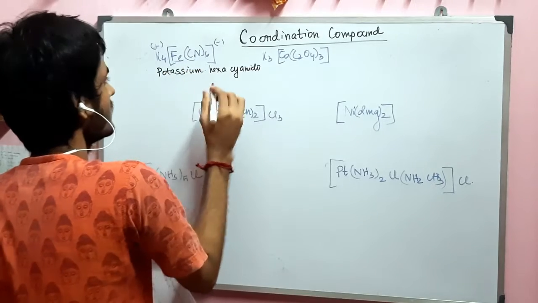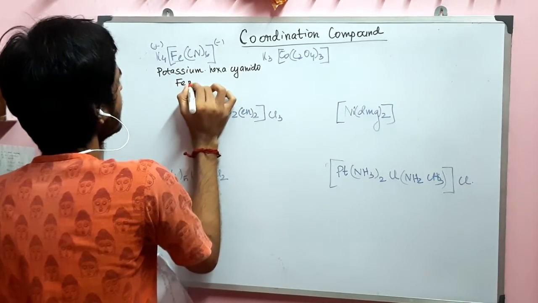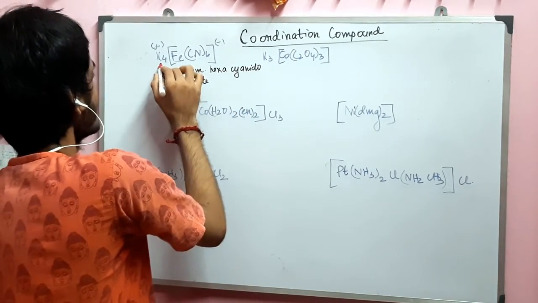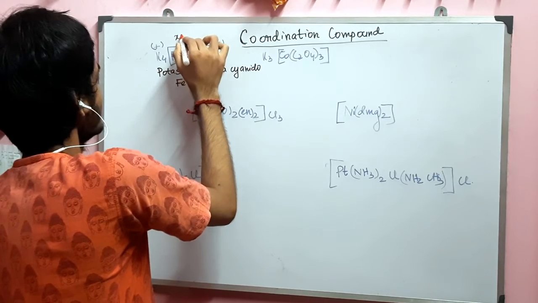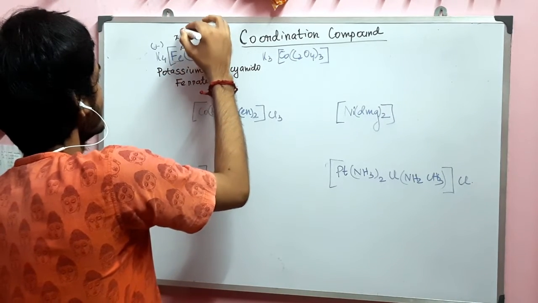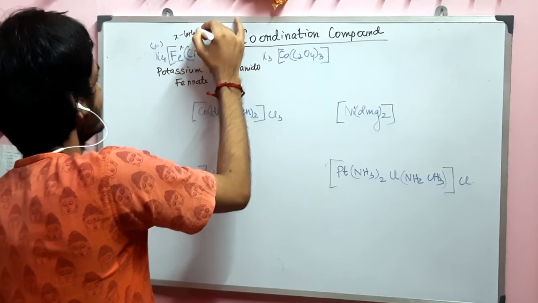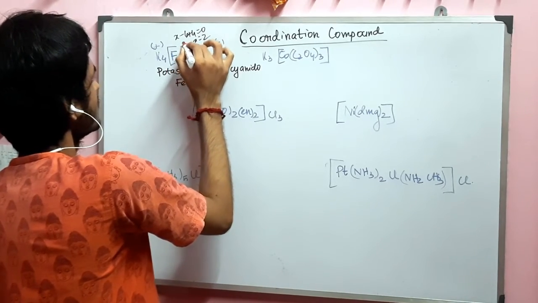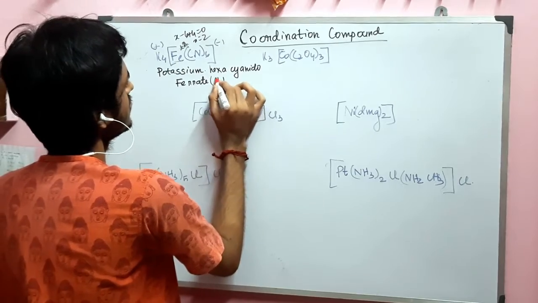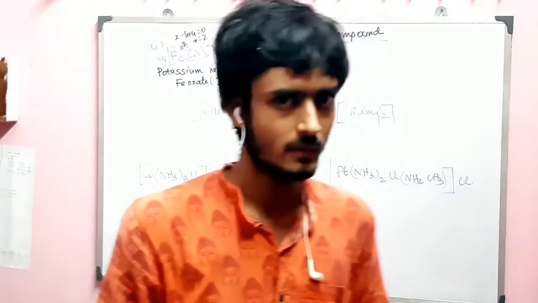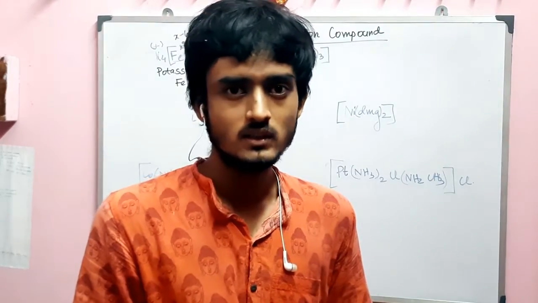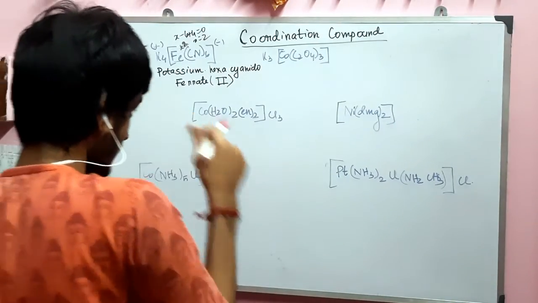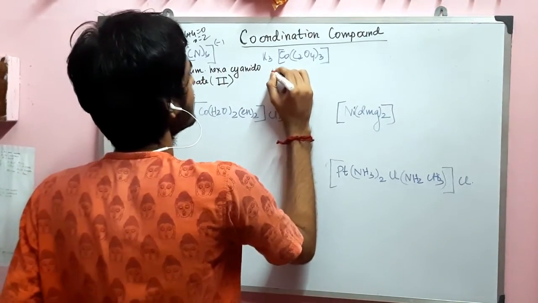Then the central atom, ferrate. Then the oxidation number: X minus 6 plus 4 is equal to 0, then X is equal to 2. The oxidation state is +2, so ferrate(II). Okay, we have named the first. If you didn't understand, then rewind the video and watch it again. Then we will name the second.